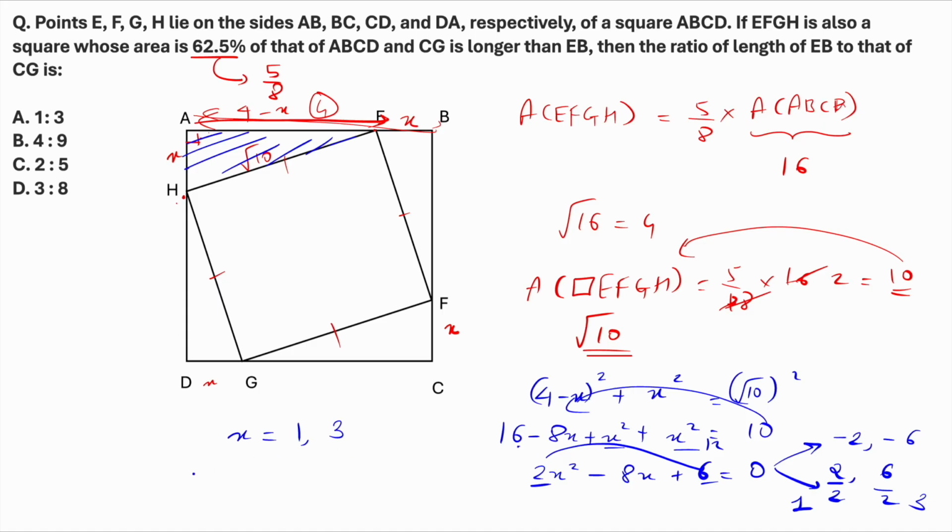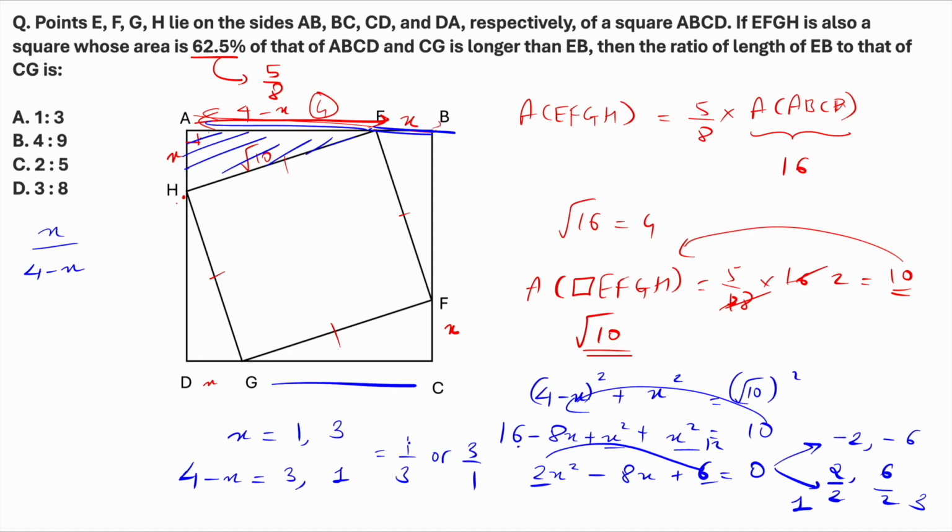If x is 1, then 4 minus x will be equal to 4 minus 1, that is 3. If x is 3, 4 minus x will be 4 minus 3, that is 1. The ratio we need is AB is to CG, which is same as the ratio of EB is to AE, and that will be x upon 4 minus x only. So my answer will be 1 is to 3 or 3 is to 1.